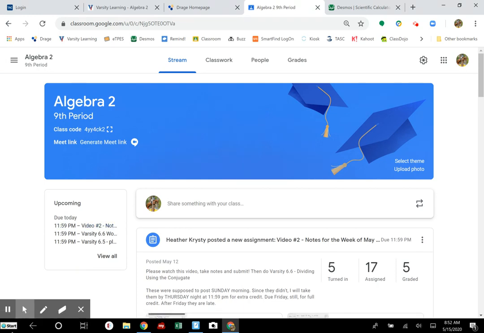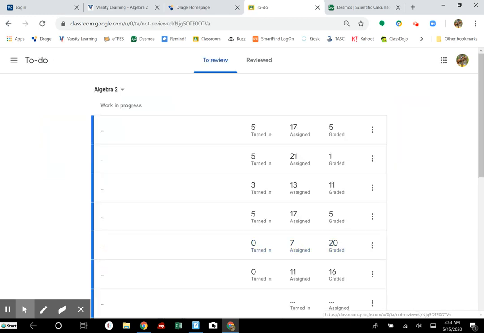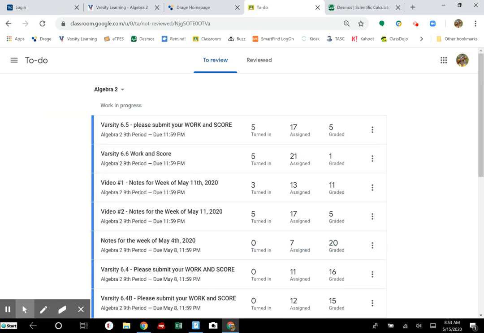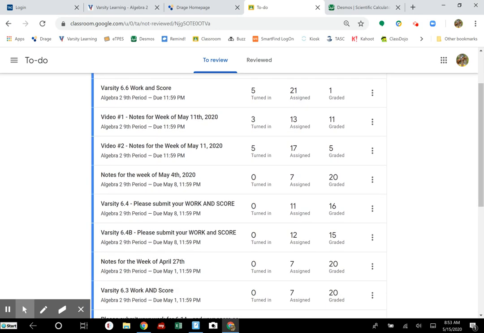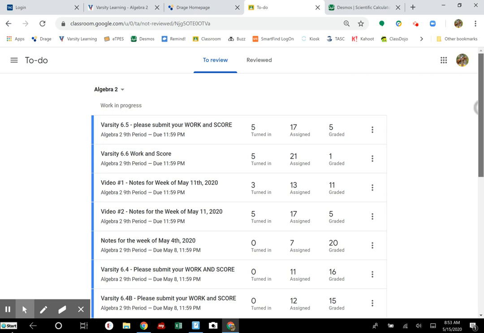Today's Friday, so it's due at 11:59 tonight. And then they have 2 varsity assignments. And if I hit view all, what it does is it shows the whole list of things that we have done. And so it would look the same for you. You would see the assignment, you'd see the due date, and due, that means they're due today, right? If it just says due.